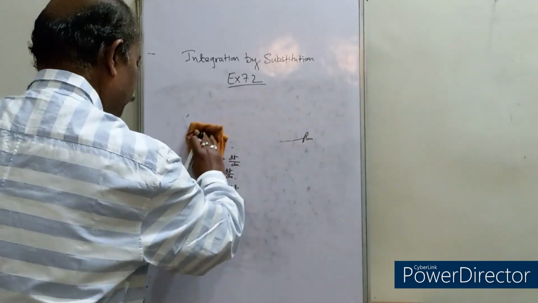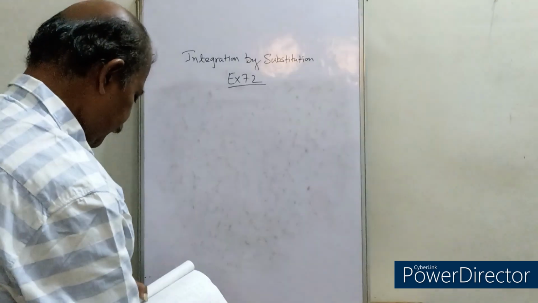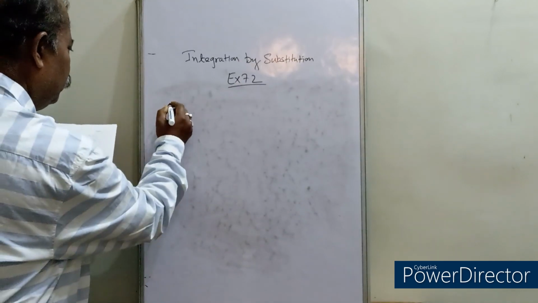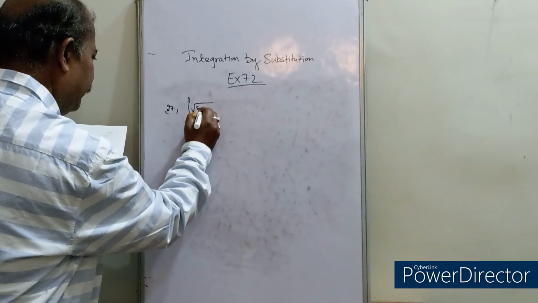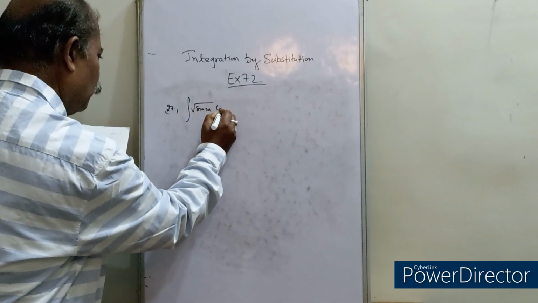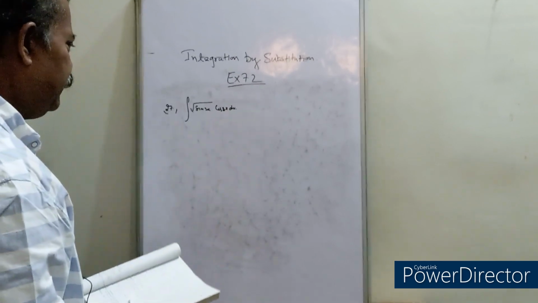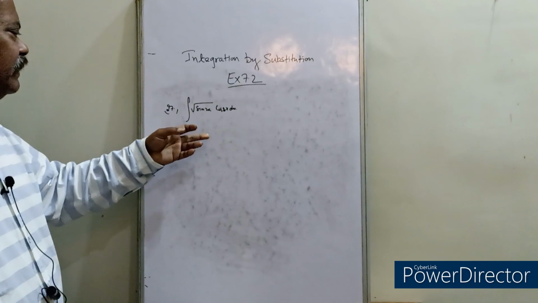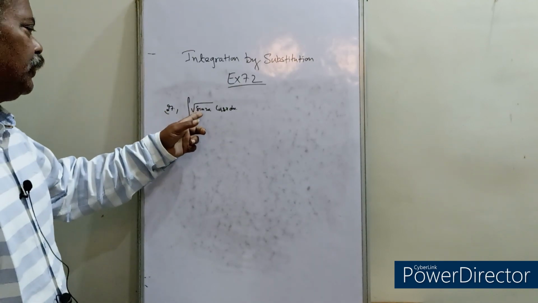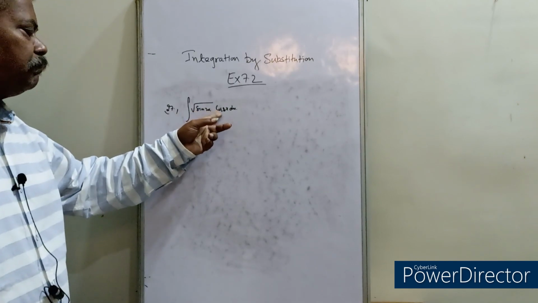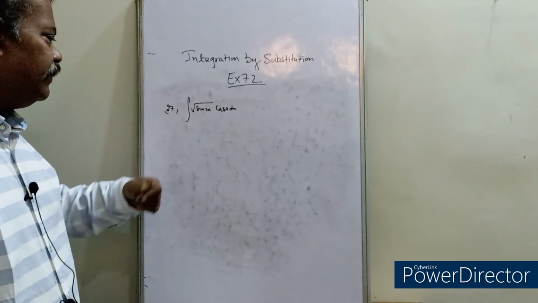Now I am going to question number 27. Here you see question number 27. That is integration of root sine 2x cos 2x dx. So here this is easy. I will take sine 2x as t. So differentiation of sine 2x will become cos 2x, and I can easily solve it.